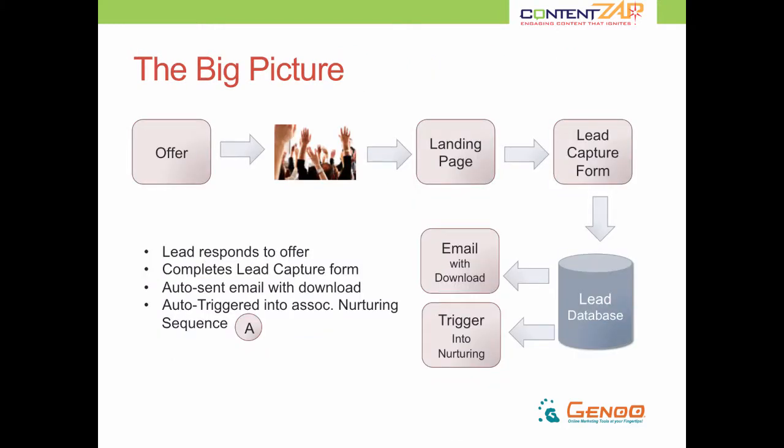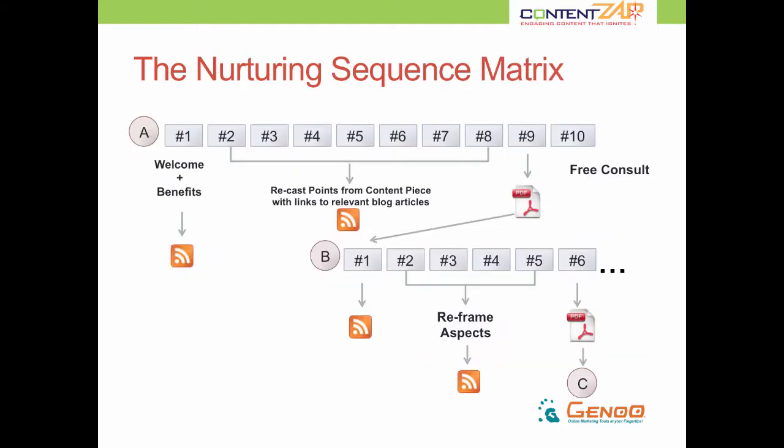You have an offer. People come in and they raise their hand and say, yes, I want that offer. And they give you their information on the landing page. They complete the lead capture form. They're added to your lead database, and automatically an email goes out with the download and they're triggered into a nurturing sequence. What does that sequence look like? Well, if they downloaded an ebook, let's say, and you covered 5 things in that ebook, then basically your first email is welcome and benefits and how to read this ebook, how to engage with it, right? Thank you for your interest, all that. And it might have a link to a blog post that they could look at as well.